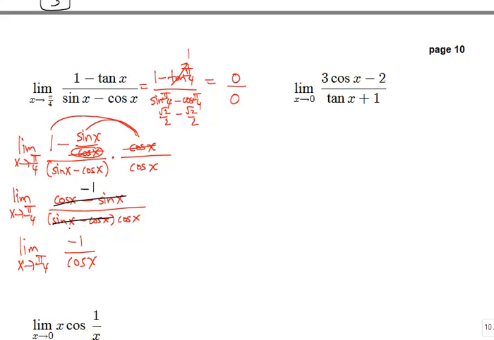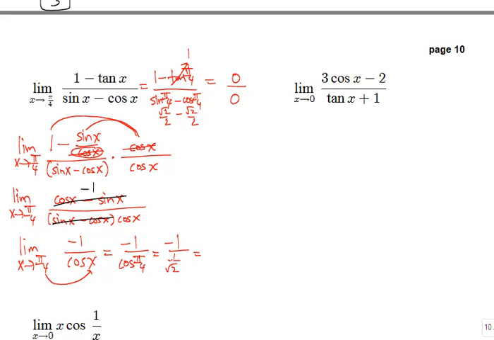Once you've done that canceling step, you're usually ready to do your plugging in. So let's try plugging in pi over 4. So this becomes cosine of pi over 4. And cosine of pi over 4 is root 2 over 2, which is also the same as 1 over root 2, however you want to think about it.